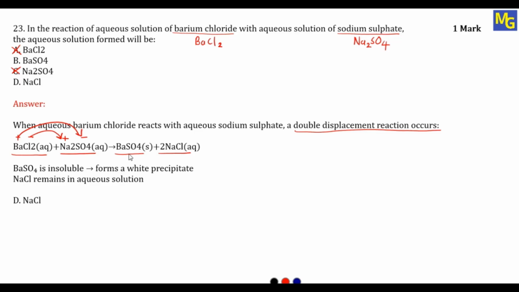But in these two products, BaSO4 is in the solid form, so this will give a precipitate, PPT, a white color precipitate. And NaCl is a sodium chloride salt which will dissolve in the water, meaning it will form an aqueous solution. The question asks what the aqueous solution formed will be, so the aqueous solution is our NaCl. Therefore, our correct answer is option D. BaSO4 is insoluble, forms a white precipitate, and NaCl remains in the aqueous solution. So this is the answer for question number 23. After this, we will see the next question.